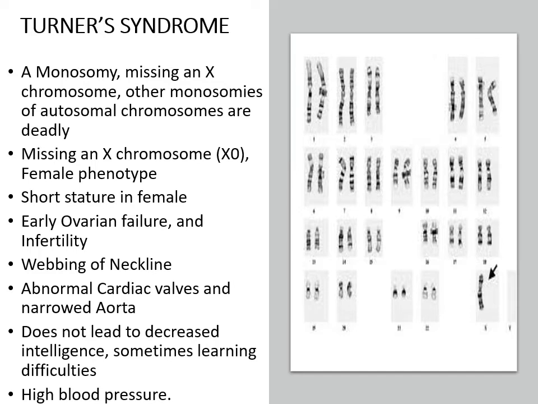And typically, with this condition of Turner syndrome, the phenotype is female, and they often have a short stature. They have a bit of a webbing of their neck. I think we'll have a slide with a picture coming up. They're typically infertile because of ovarian failure. They can develop abnormal cardiac valves and a very narrowed area of the aorta called coarctation.